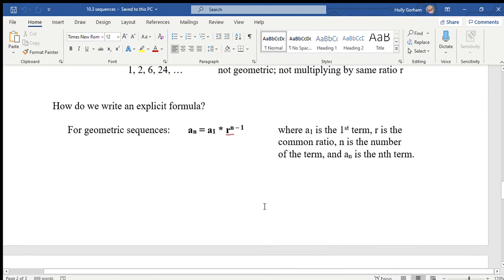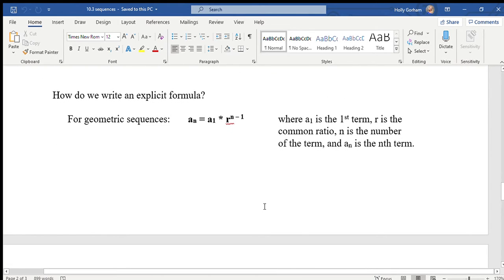So on this one, we're going to go straight to the formula for the explicit formula. This is, again, in bold, a formula you need to know. a sub n is equal to a sub 1 times r to the n minus 1 power, where a sub 1 is the first term, r is the common ratio, n is the number of the term, and a sub n is the nth term.